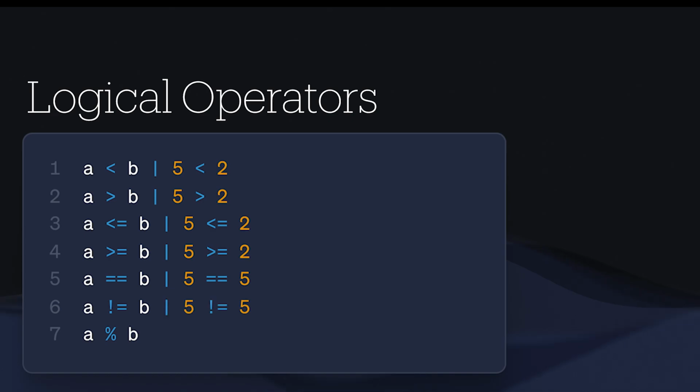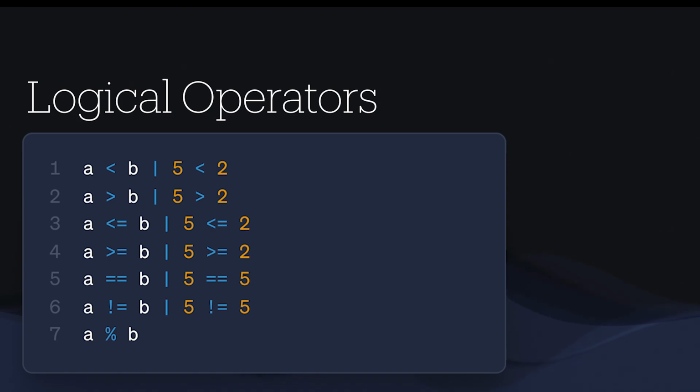Next we have exclamation mark equals, a != b, or in more technical terms, a does not equal b. A equals 5, but b is equal to 4, this will equate to false because they don't equal each other. Exclamation mark equals is just the opposite of equals equals.